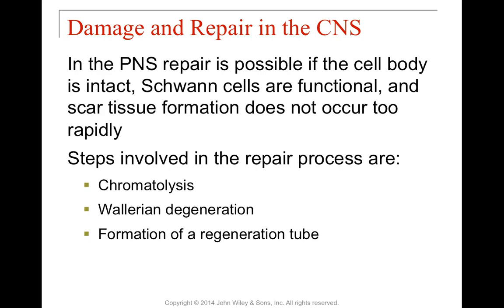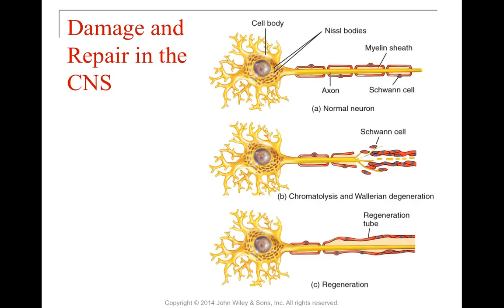However, if the cell body is still intact and the Schwann cells are still functional, and the scar tissue is not too extensive, then we can have a repair happening, which has three major steps. The first is something called chromatolysis, the second is Wallerian degeneration, and the last step is the formation of a regeneration tube. Now, I'm not going to quiz you on this, but I did leave this in because it is a very interesting mechanism of repair. It's a little bit unique. It is very unique specifically to this type of cell.